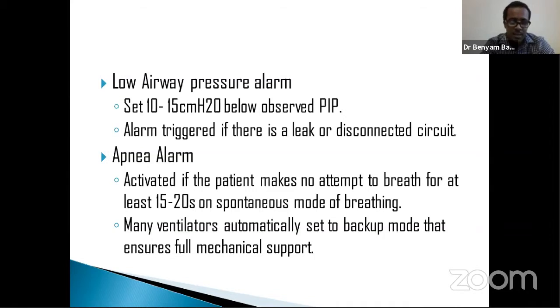Apnea alarm is usually activated if a patient is not attempting to breathe for 15 to 20 seconds, usually in spontaneous mode of breathing, then the alarm will go on. Machines that were made previously might not have the feature of automatically setting a backup. So the alarm goes, and we need to either change the mode to assist control or SIMV for that matter, and make the patient breathe again.